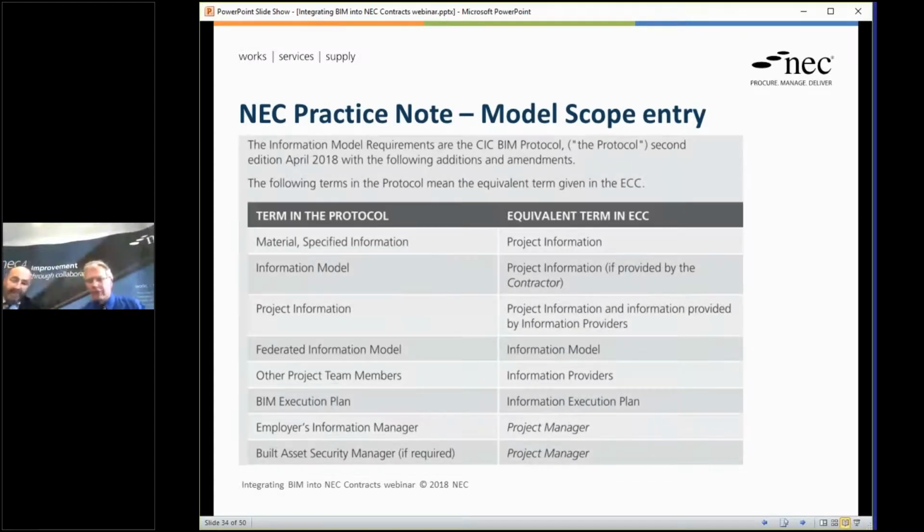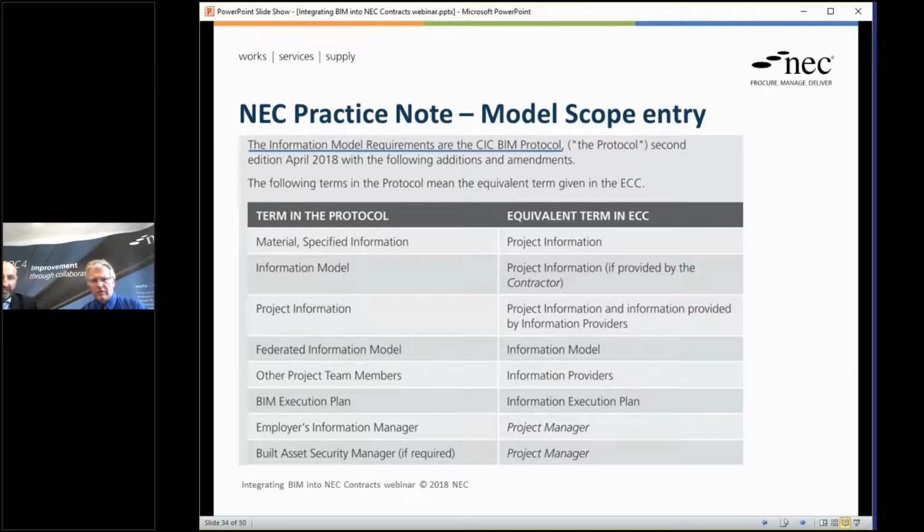Yeah, so NEC recognises the success of the CIC BIM protocol, particularly in the UK and its adoption. We're very keen to support users who want to use it moving forward. So we've introduced a practice note. It's a free issue document you can download from the NEC website, which explains how you can incorporate the second edition of the CIC BIM protocol into the contract as part of X10. So you'd select X10 and then you would incorporate the CIC BIM protocol as part of that.